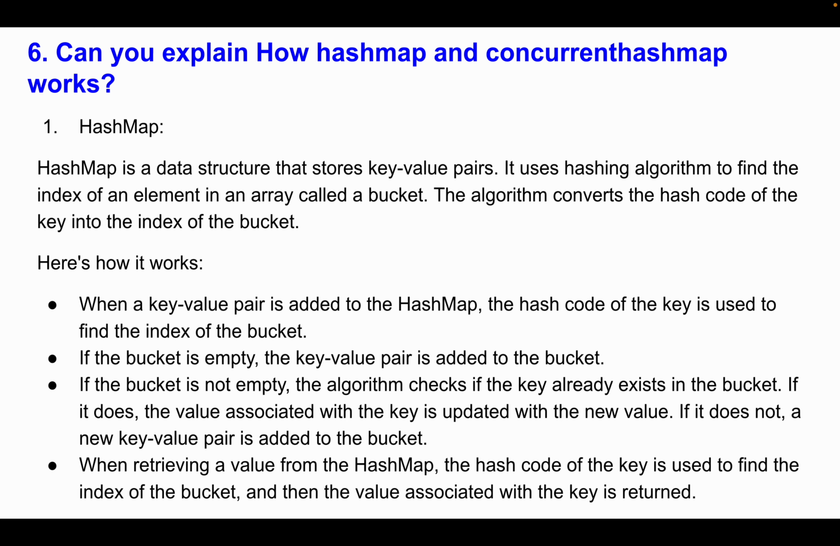Here is how it works: when a key-value pair is added to the HashMap, the hash code of the key is used to find the index of the bucket. If the bucket is empty, the key-value pair is added to the bucket. If the bucket is not empty, the algorithm checks if the key already exists in the bucket. If it does, the value associated with the key is updated with the new value. If it does not, a new key-value pair is added to the bucket. When retrieving a value from the HashMap, the hash code of the key is used to find the index of the bucket, and the value associated with the key is returned.